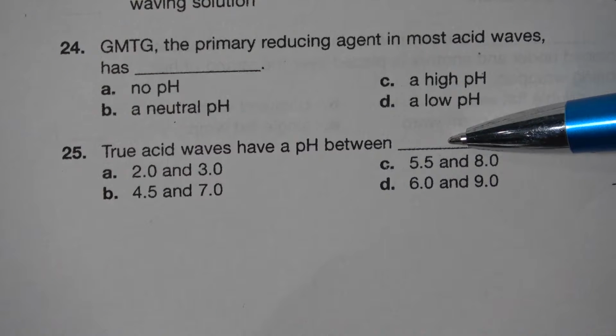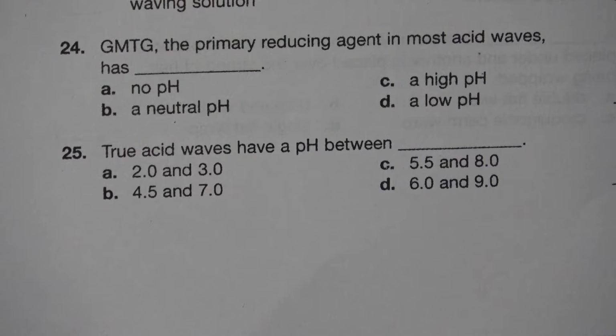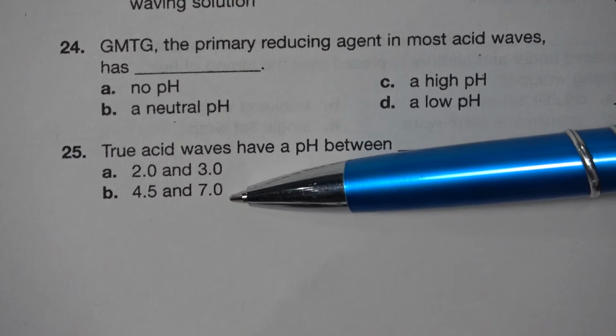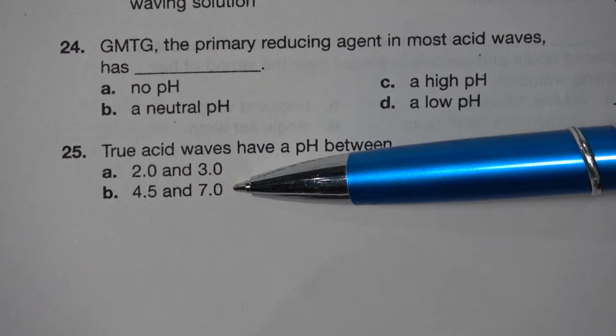Number 25. True acid waves have a pH between blank. Is it A, 2.0 and 3.0, B, 4.5 and 7.0, C, 5.5 and 8.0, or D, 6.0 and 9.0? So your correct answer is B, 4.5 and 7.0.